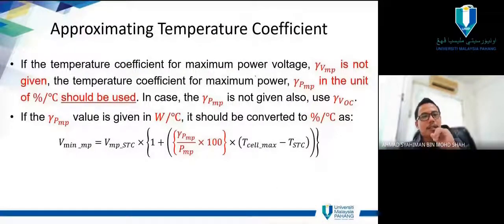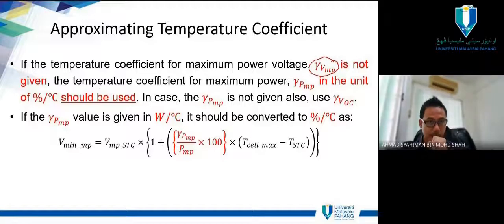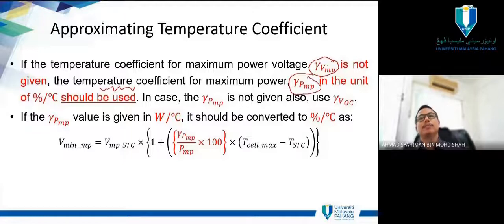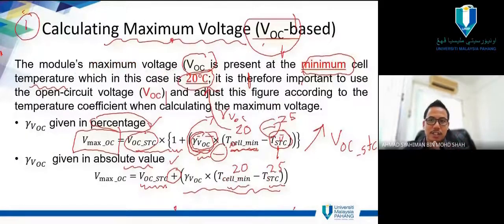Okay. If the temperature coefficient for maximum power voltage, gamma VMP, is not given, what should we do? We are going to use the temperature coefficient for maximum power, or PMP. That is allowed, but on one condition: it should be used in the unit of percentage. Same case with this data sheet, okay?